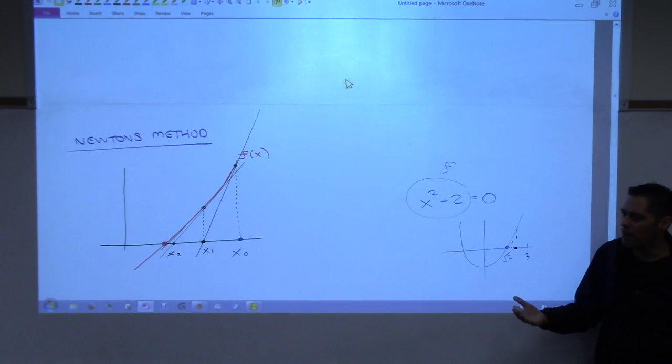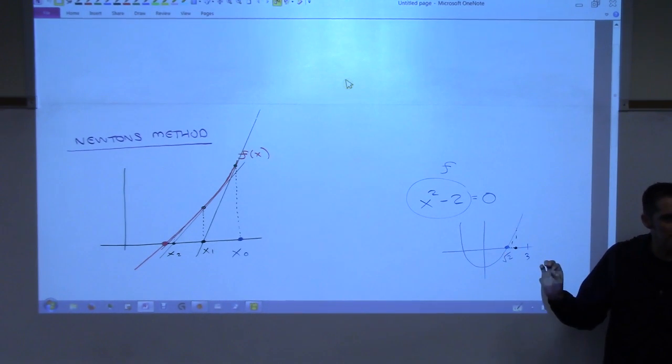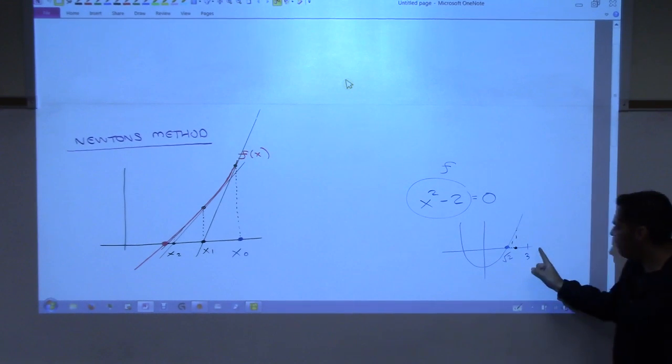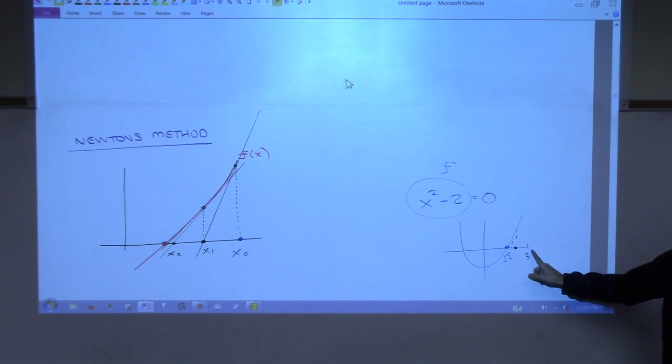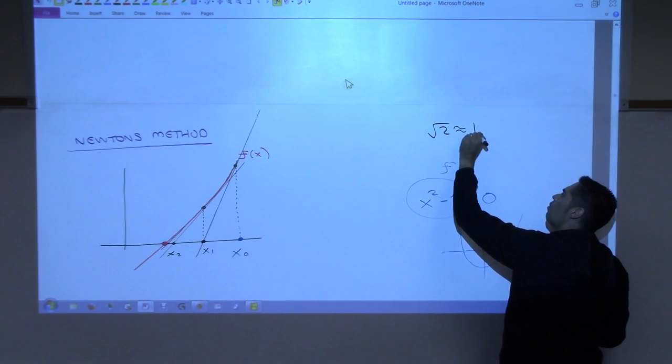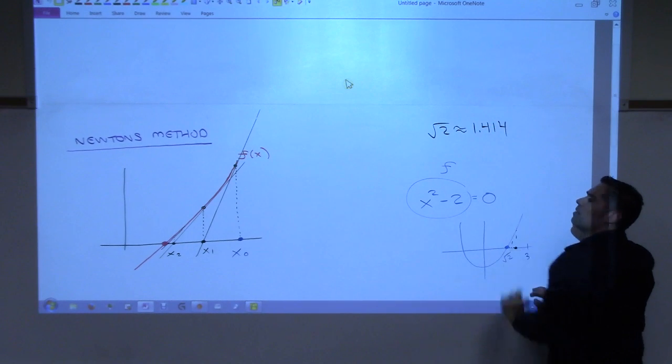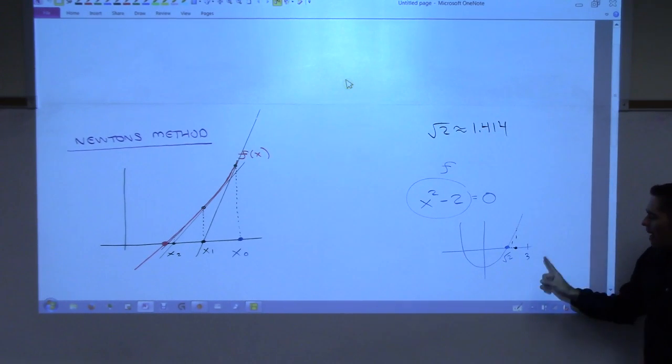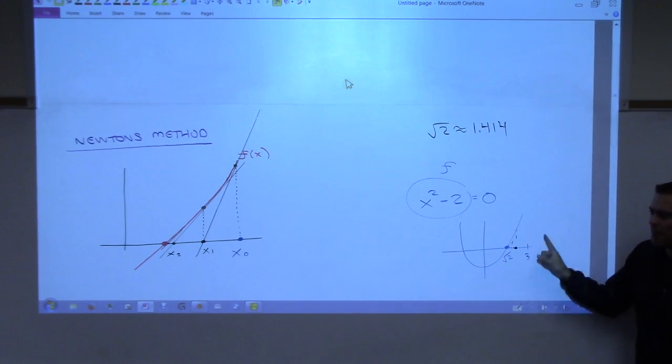How do I know when I'm there? Because I'm never really going to get there, am I? I'm going to keep on getting closer and closer, but I'm never really going to get there. So let's imagine if I were to start writing out this sequence of numbers. What is the square root of 2? Like, what's the real answer? It's approximately 1.414, something like that.